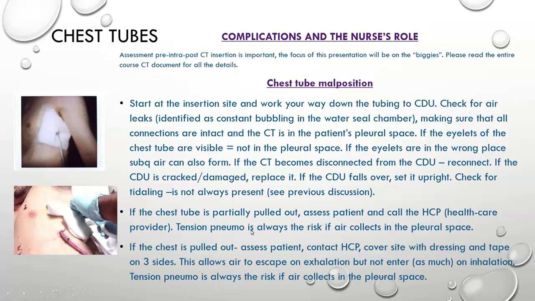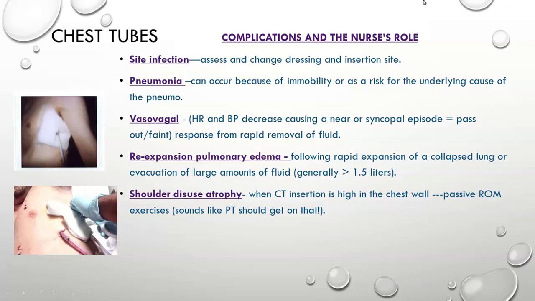If there's a hole in the external chest wall and the patient inhales, air is going to go in. And then when they exhale, that air may be able to escape or it may not. So that's why it's always tape on 3 sides. It's still an emergent situation, and you have to assess for a worsening patient scenario because of a tension pneumo. Some other complications: site infection, isn't that always one of the options? Pneumonia, because it can either have been the original problem, or it can occur because of immobility.